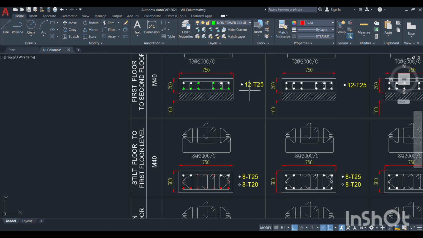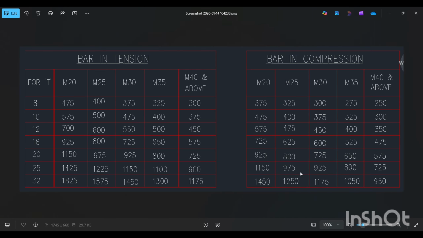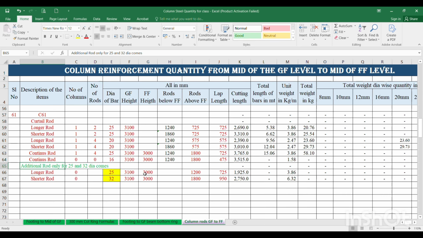For this 25 dia rod, our LD is 725 mm. Because of this 725 mm, we need to add this rod before ground floor column concreting, because all the ground floor slab beams are 600 mm deep. Because this is more than 600 mm, we will not get the LD for this 25 dia rod. For that, we need to add that rod into the column at this location.